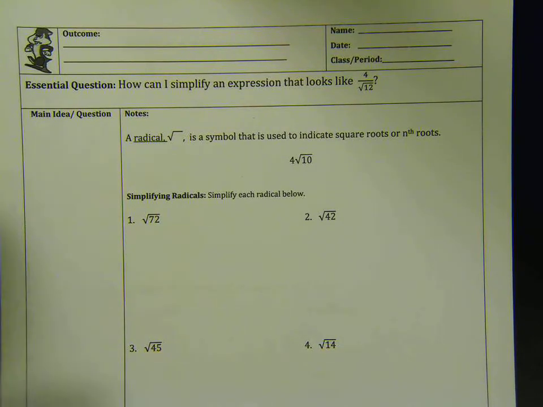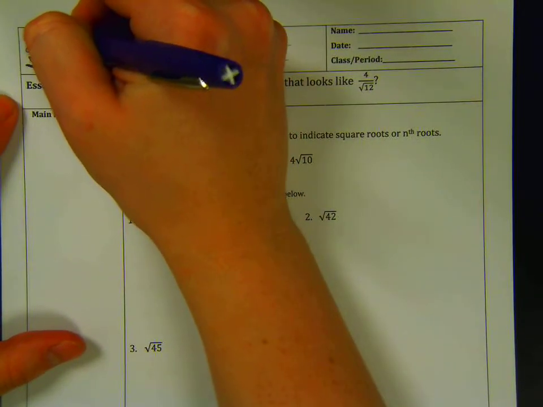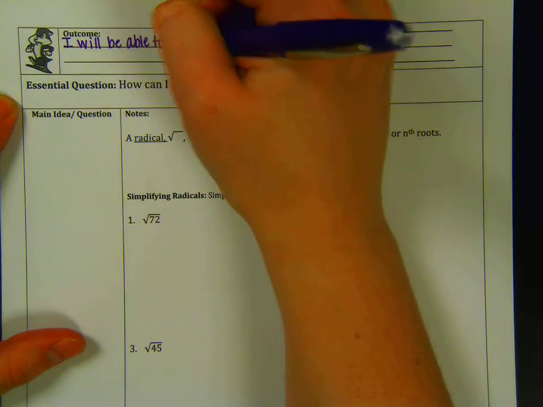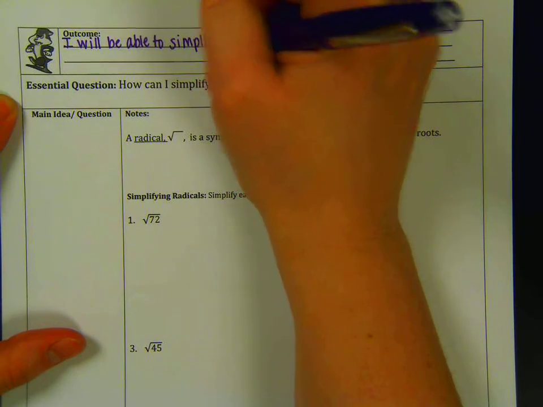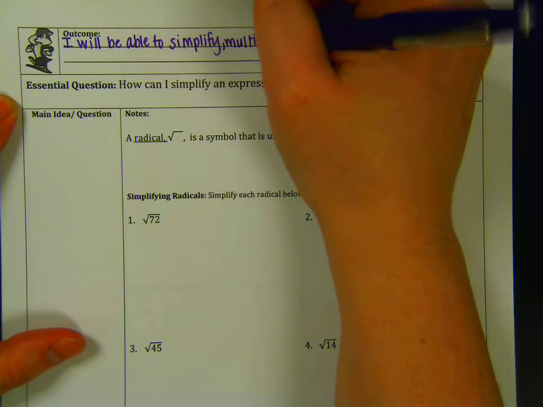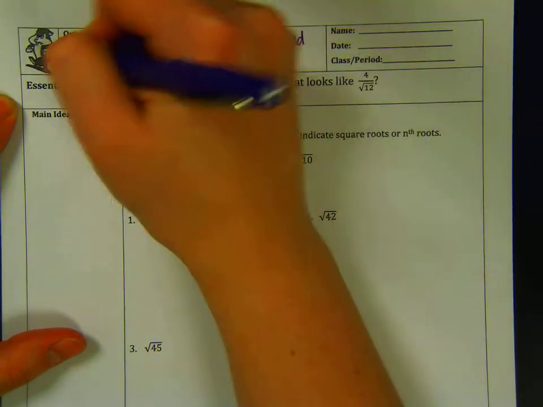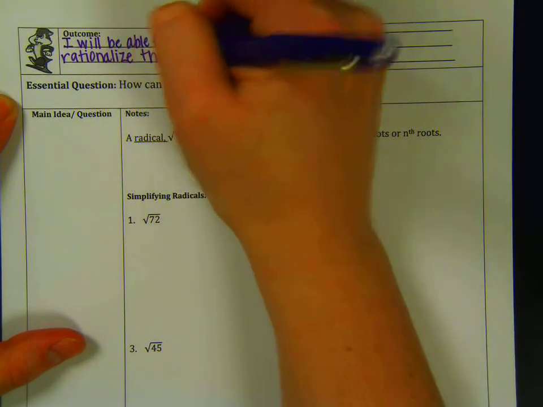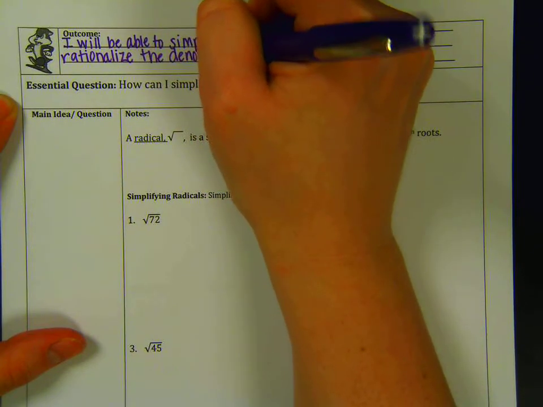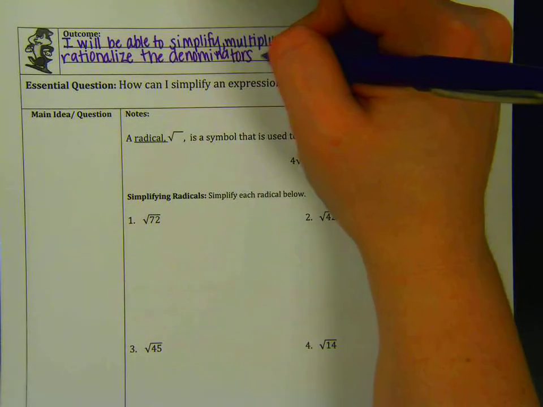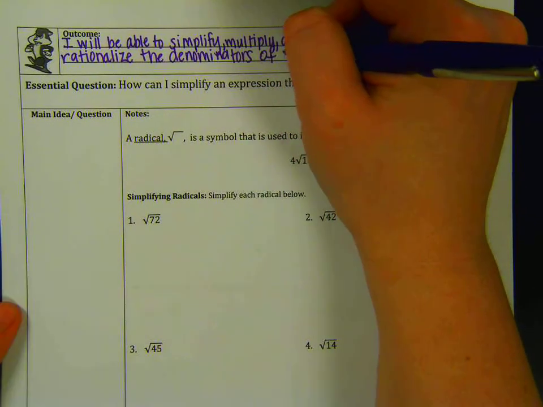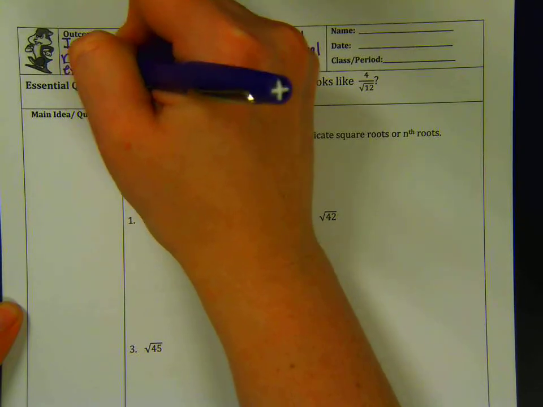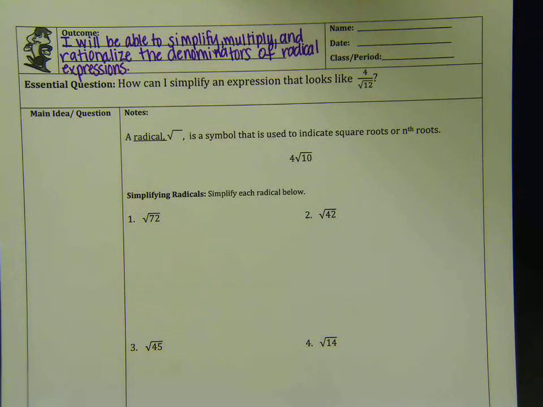So today we're going to start off by writing our outcome, and that is: I will be able to simplify, multiply, and rationalize the denominator or denominators of radical expressions. I'll give you a second to write that down.